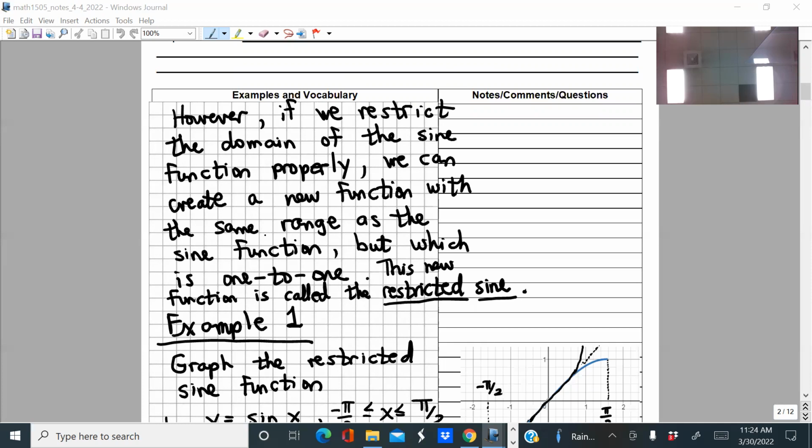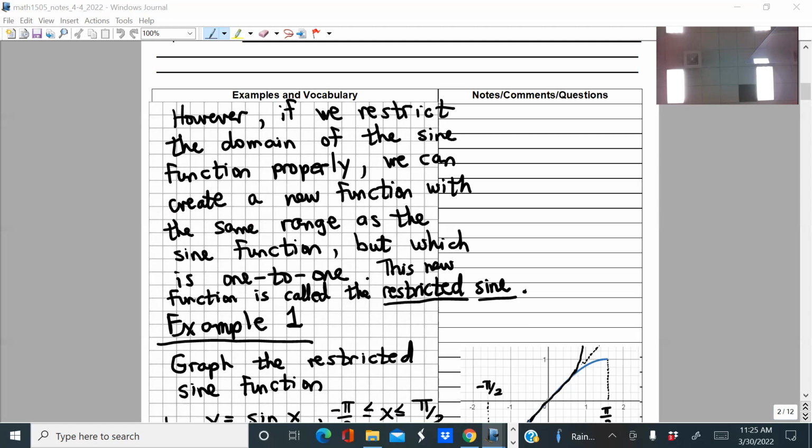And the way we monkey around with it is we're going to create a new function by restricting the domain. Now, the domain of the original sine function is all real numbers. But our new restricted sine function's domain is only going to be from minus pi over 2 to pi over 2. So we're going to create this brand new function called the restricted sine function.